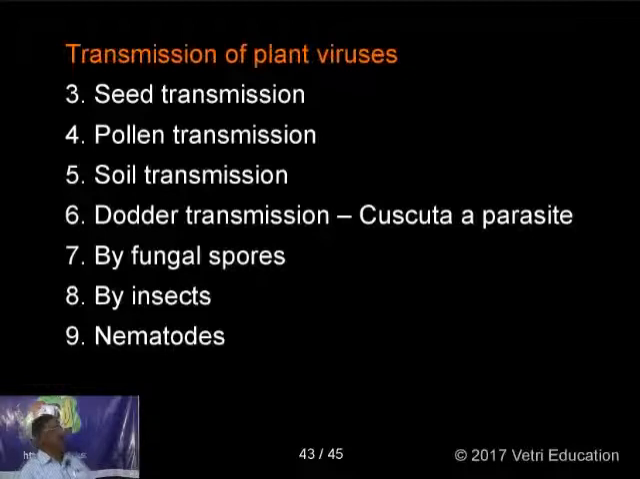Another is pollen transmission. You know the pollination, the transfer of pollen from one flower to another flower, the pollen grains from the anther of one flower to the stigma of another flower, the same area or neighboring area, sometimes a long distance. If the pollen grain has a viral infection, the pollinated one also has the infection.